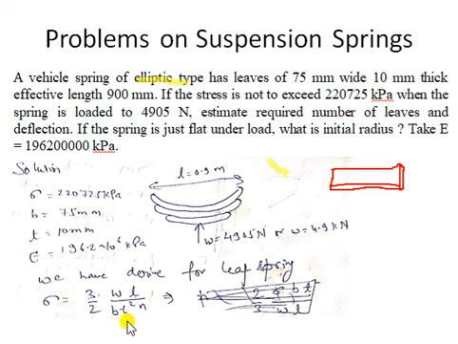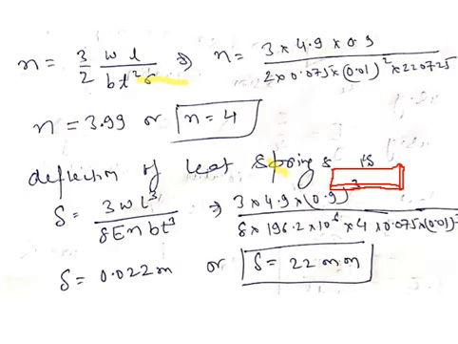So we'll replace n and sigma. We will swap the values of n and sigma in this expression, and then we can write another expression that n will be equal to 3/2 WL bt square by bt square sigma.